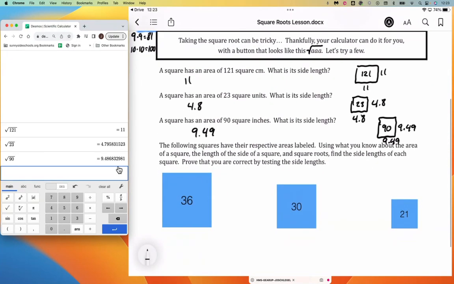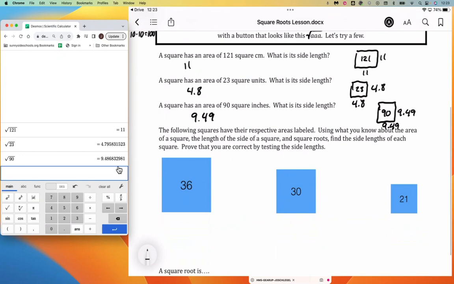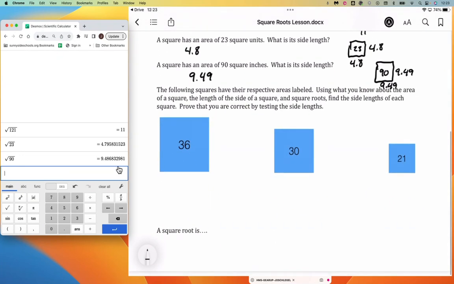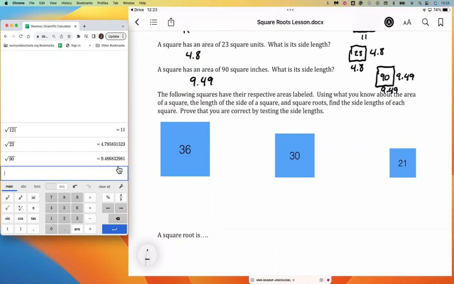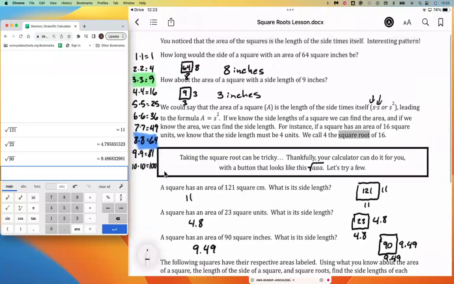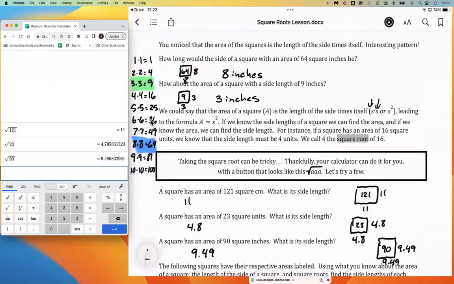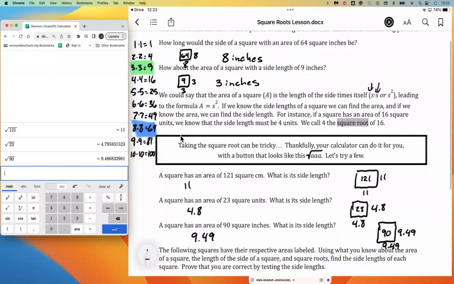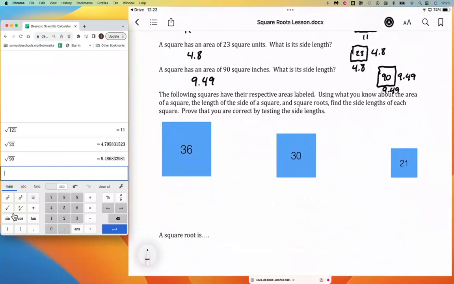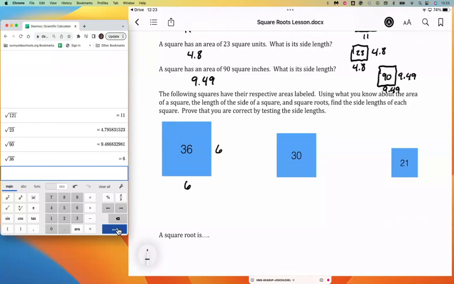Okay. Now these squares have their areas labeled. We're going to use what we know about the relationship between area and side length to find the side lengths of these squares. I see 36 there. 36 is in our list right here. That means the square root of 36 is going to be 6. And I can verify that with the calculator. Square root of 36 is 6. And so the side lengths of this square are going to be 6 by 6.